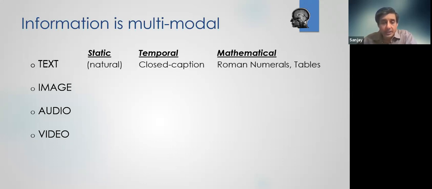So just to give an example, for text, the static type of text information is the natural form: written information that we see is called text. For temporal information, for example, on the bottom of a TV set or a video screen, you'll have text that scrolls past and changes over time automatically. That's an example of temporal text, which changes by itself over time. A mathematical example of text is Roman numerals. Roman numerals are basically numbers. As those of us who learned it know, it's basically the alphabetic letters C, X, I, V. These are the normal letters, but they have an added layer of significance to them, which allows us to treat them as numbers.